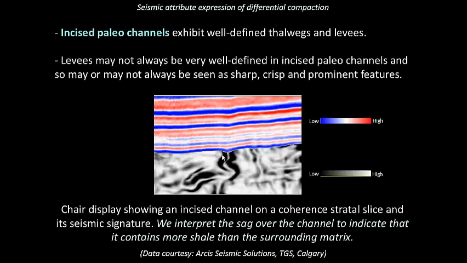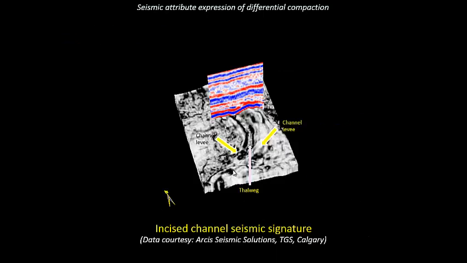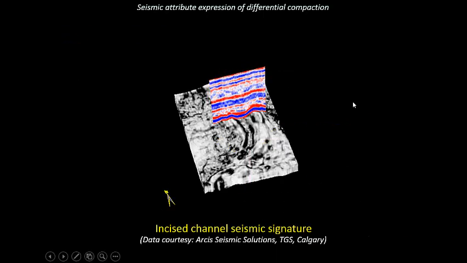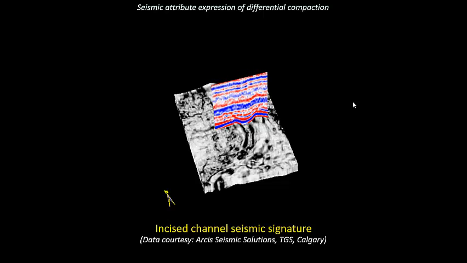So on 3D data, this is what we see. In this particular display, we are looking at a coherence strat slice or a horizon slice, and the vertical slice is the seismic. And I notice here we have the two levees on the sides, not very well defined, but still they are there. And then we have the thalweg defining the channel. So we are going to see the positive and the negative on the slices on the display correspondingly.